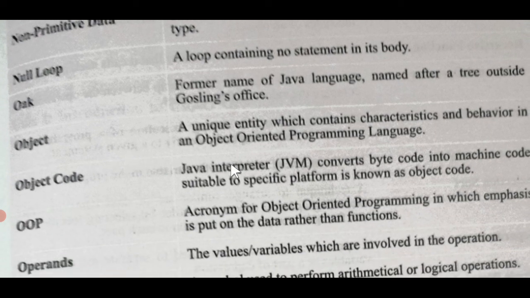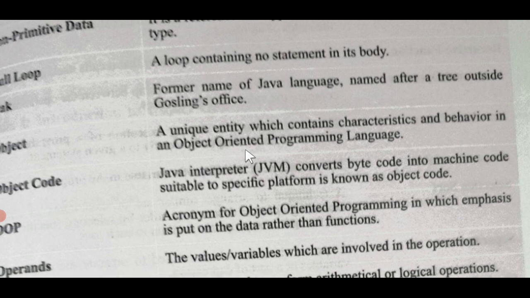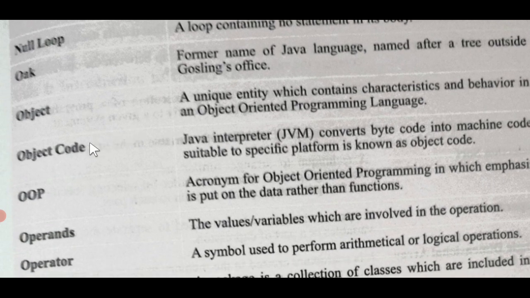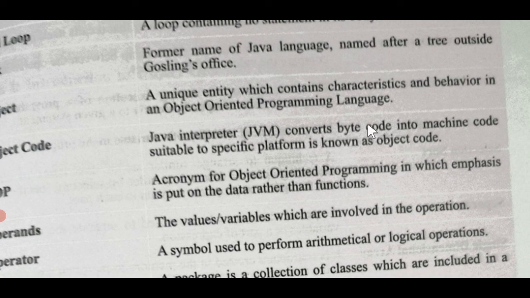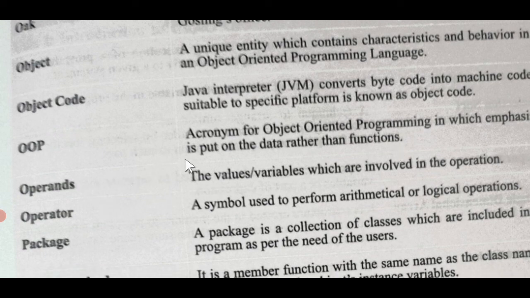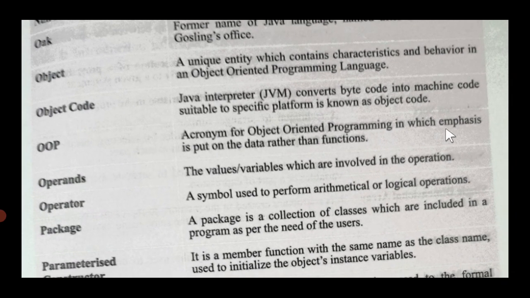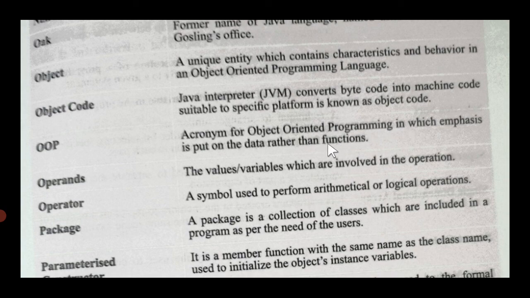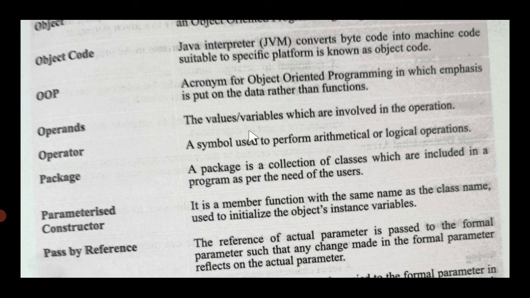After that, object, a unique entity which contains characteristics and behavior in an object-oriented programming language. Okay. After that, object code, Java interpreter, JVM converts bytecode into the machine code suitable to a specific platform, which is known as object code. All right. After that, OOP, acronym for object-oriented programming, in which emphasis is put on the data rather than function. Operands, the values or variables which are involved in the operation, means operands are the ones upon which a certain operation is performed. It is as simple as that. Operator, a symbol which is used to perform a certain operation. It can be a logical operation or arithmetic operation.